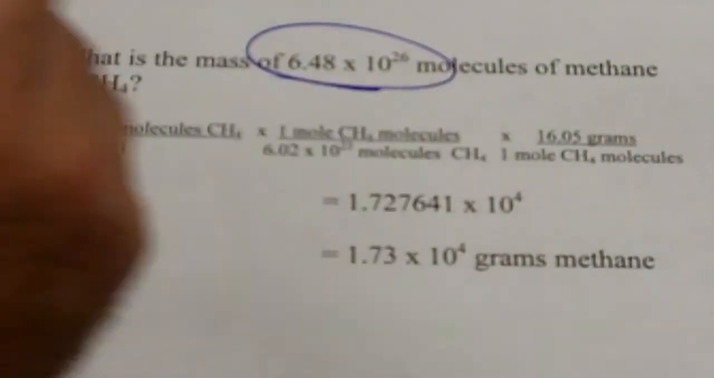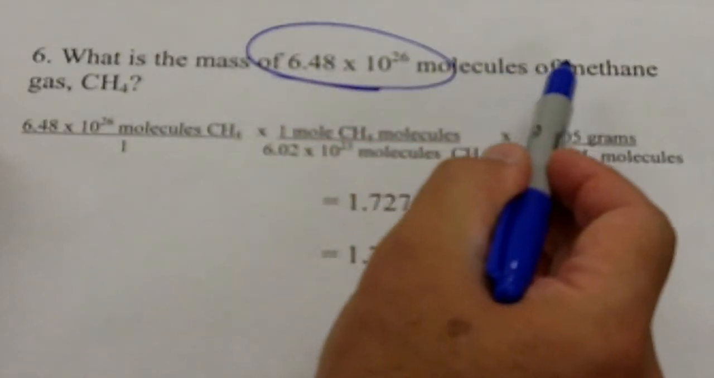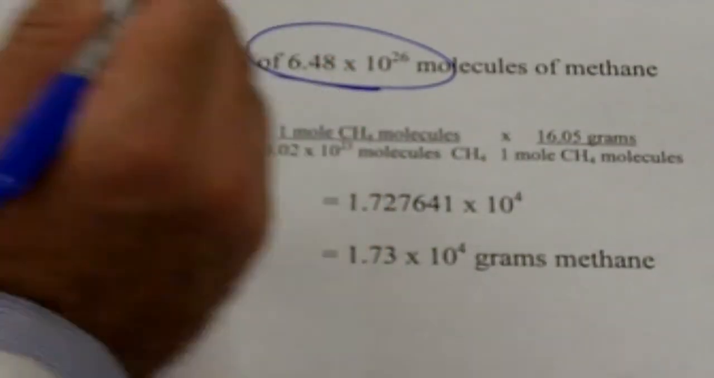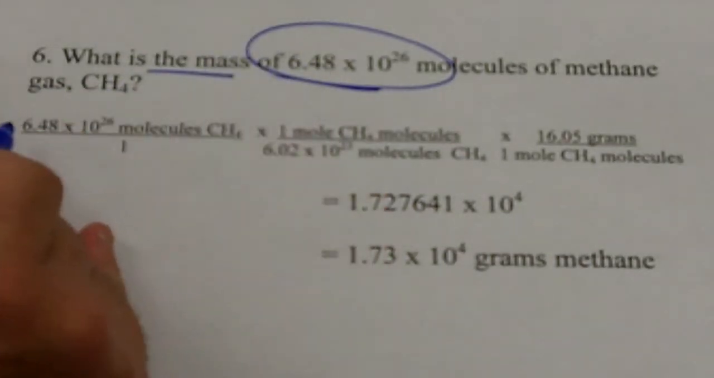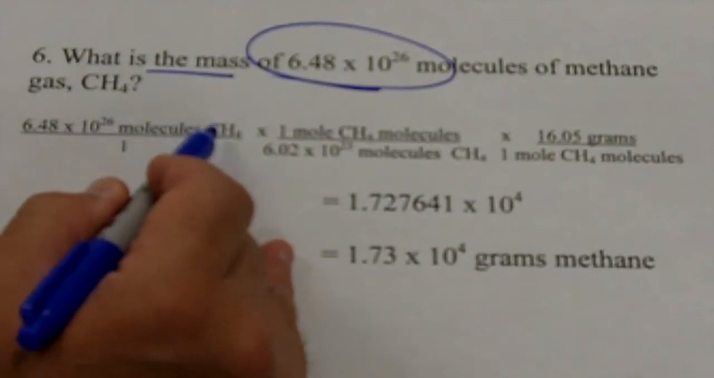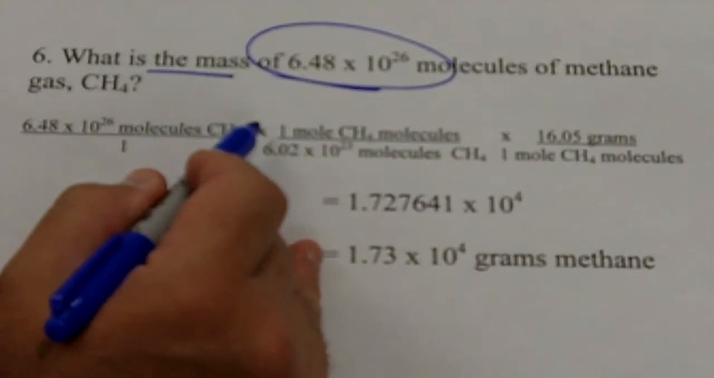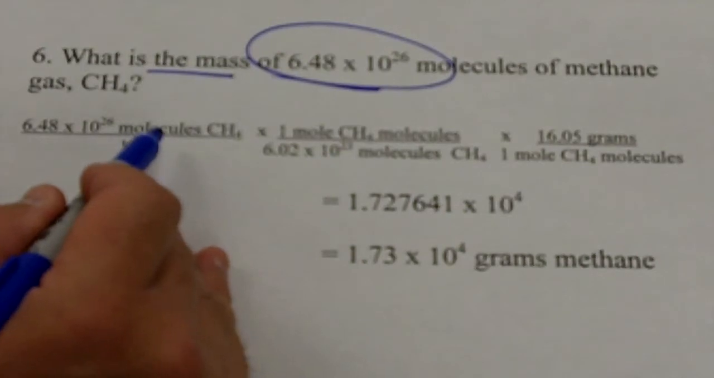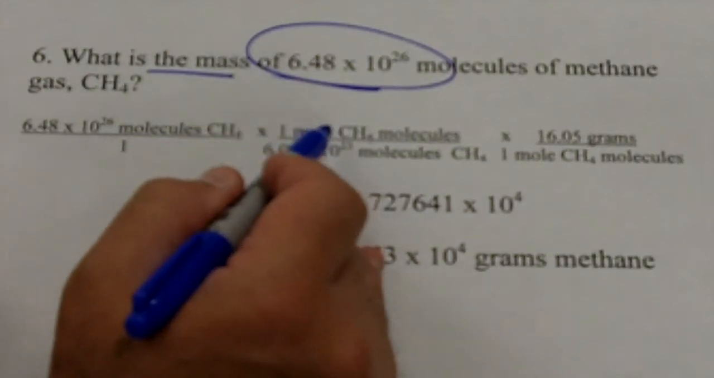But we're going to continue with the same technique that we've been using all along. We circle what we know, 6.48 times 10 to the 26 molecules of methane gas. What are we looking for? We want to know the mass of those molecules. So here's what we're going to do. We're going to write down what we know, 6.48 times 10 to the 26th molecules of CH4, place it over 1, times, now we're looking for mass, but we certainly can't go from the number of molecules to the mass directly. We have to go through the intermediate mole.